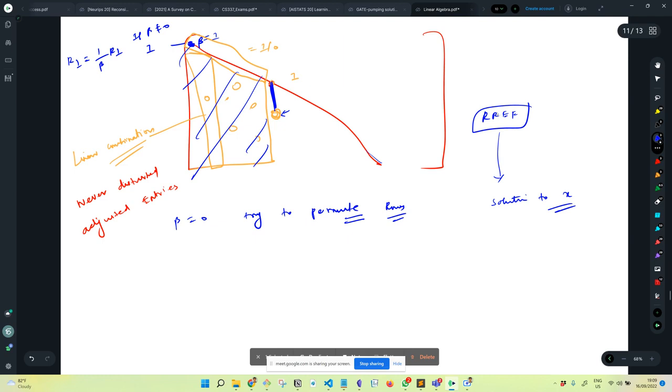Right? Friday 6 to 7 p.m. Yeah. So in fact, it will be better for you if you take a matrix and apply the steps that we discussed today to convert it into RREF right now.